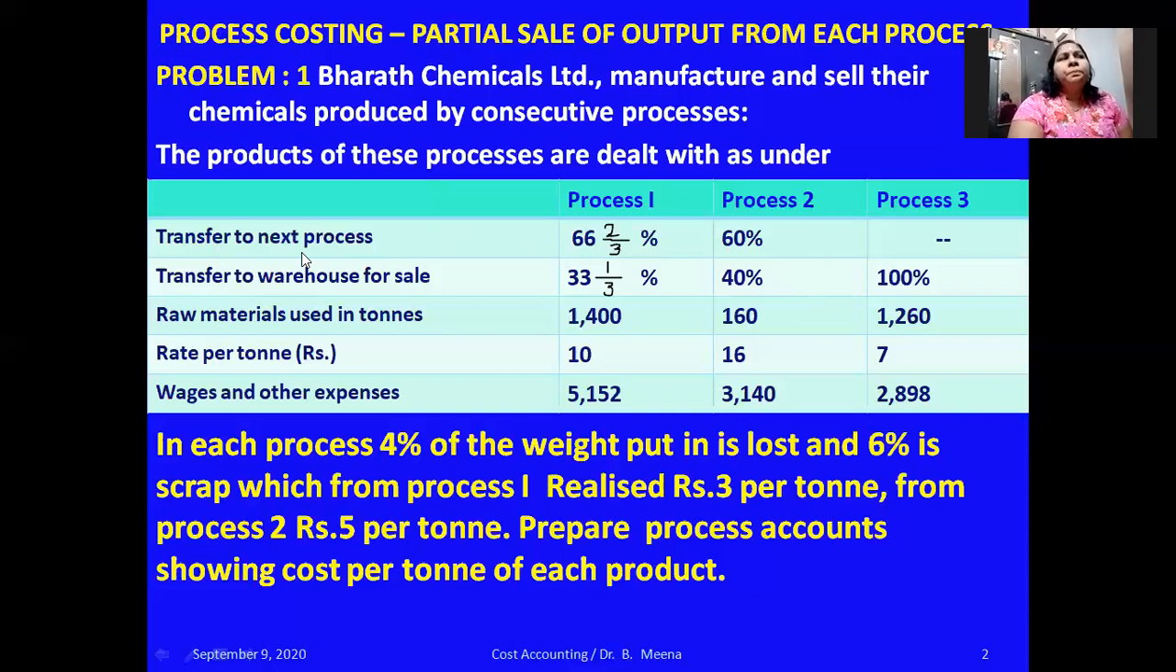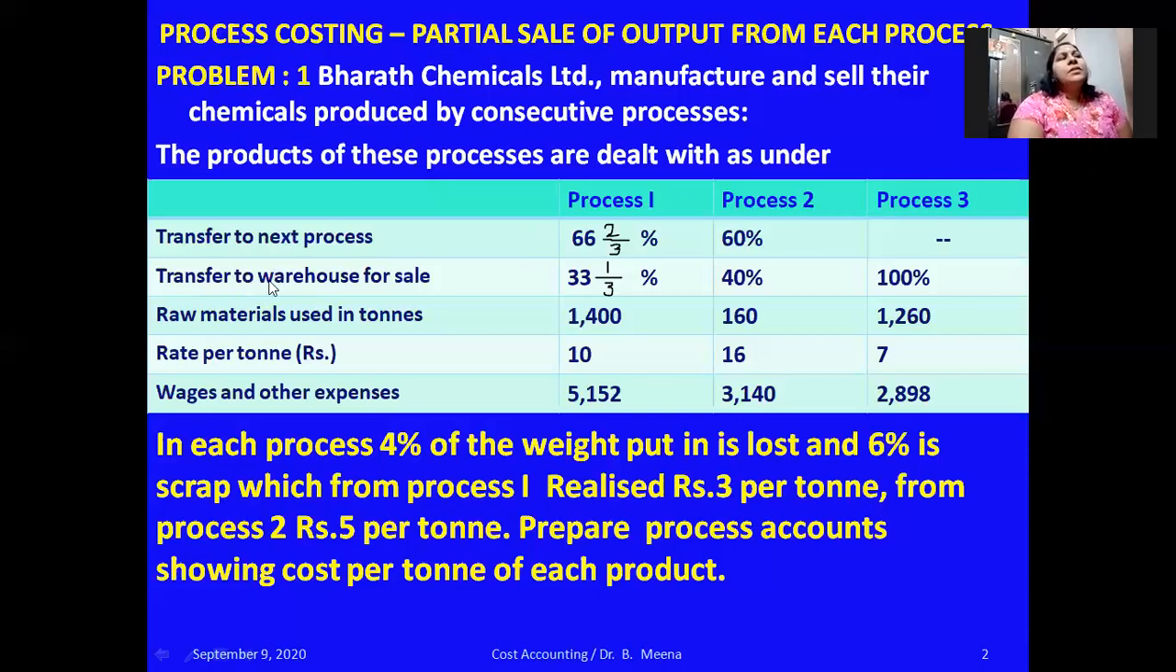Again, I am repeating. Transfer to next process: they gave percentages for process 1 and process 2. What is the meaning behind this? Whatever output you are getting in process 1 will transfer to the next process to the extent of 66 2/3 percent only. And whatever output you are getting in process 2 will transfer to the next process to the extent of 60 percent only. And process 3, since it's the last process, whatever output we are getting is for the warehouse for sale.